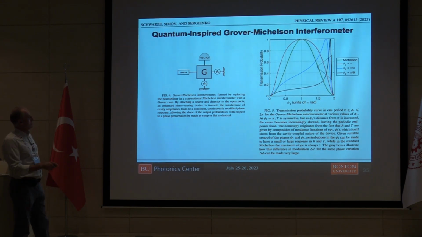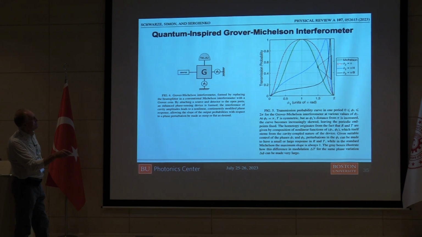If, by any chance, your phi 1 here is 1 pi. This is units in pi radii: 0, pi, 2 pi. If it's pi, right here, then phi 2 is our control. Let's say green. Green is a conventional Michelson interferometer.